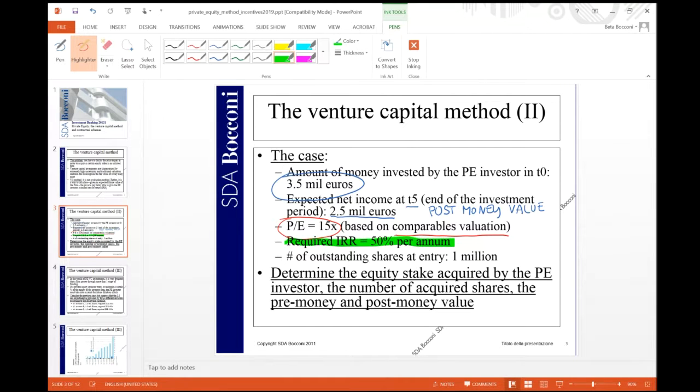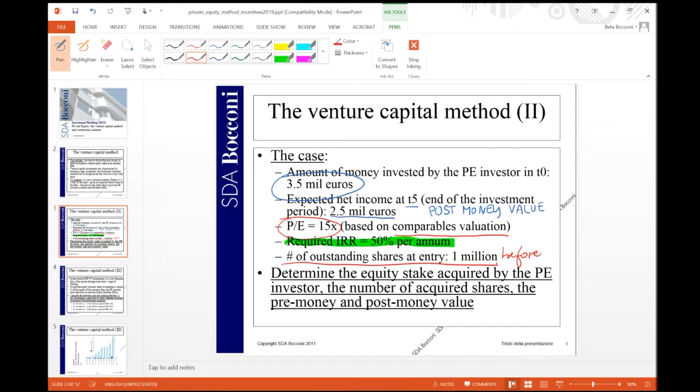Don't be surprised by such a huge number. If we are working in venture capital, given the very high level of risk of this bet, it is pretty common to require a very high internal rate of return on an annual basis. And last but not least, we assume that before we enter the capital, the founders of the firm have already issued a number of shares corresponding to 1 million shares.